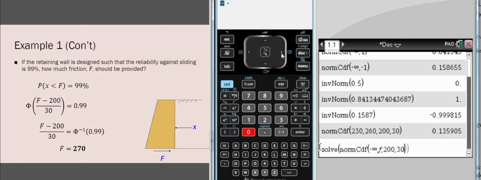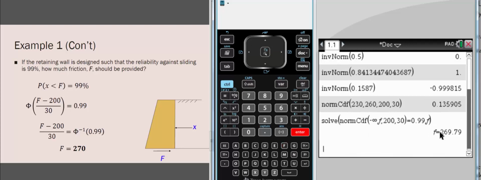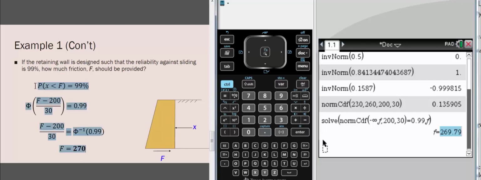Now that probability has to be equal to 0.99. That completes our equation. From here to here is our equation. Notice there's this equal sign involved, comma. Now you must supply the unknown, which is f, because in an equation there could be other coefficients that are symbolic, so you need to tell the calculator exactly what you're looking for. So press enter, and the solution comes out immediately. I think that's a very direct approach compared to all these hand computations.